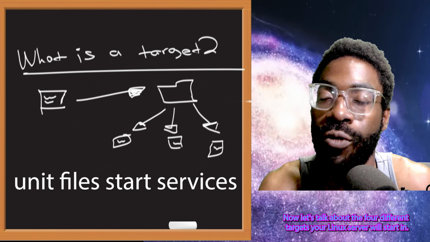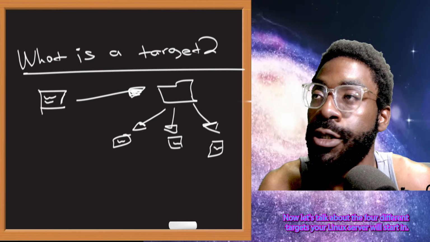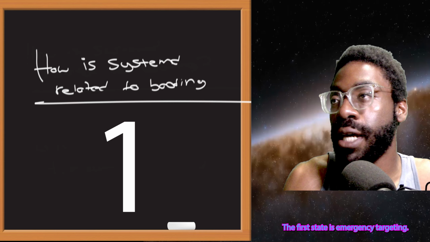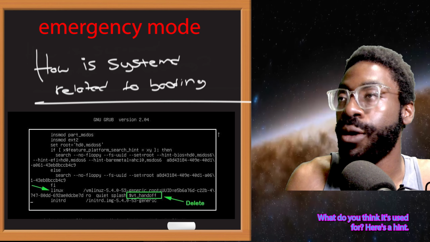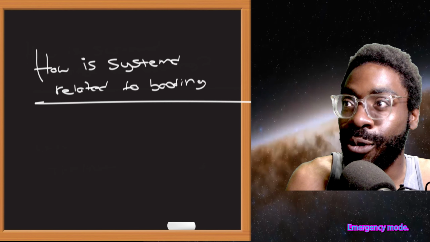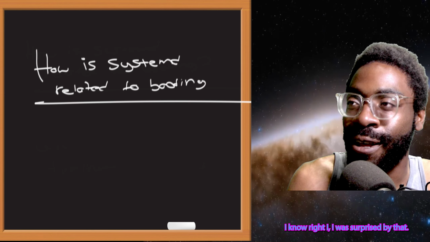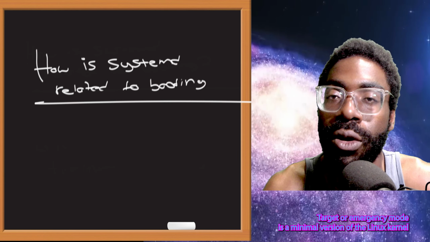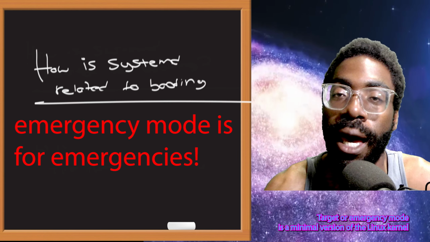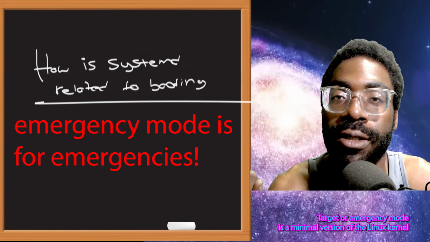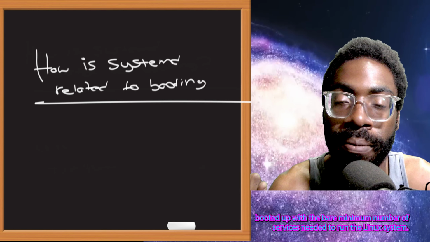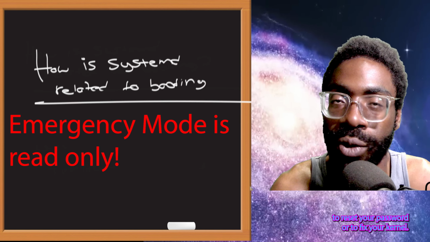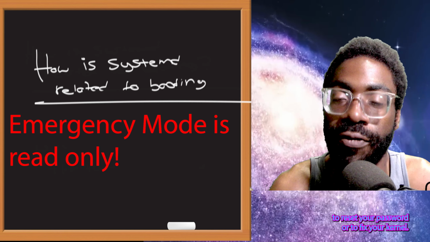Now let's talk about the 4 different targets your Linux server will start in and what different modes do. The first state is emergency.target. What do you think it's used for? Here's a hint: emergency mode. I know, right? I was surprised by that. Just like its name implies, emergency.target or emergency mode is a minimal version of the Linux kernel, booted up with the bare minimum number of services needed to run the Linux system. Normally you're booting into this mode to reset your password or to fix your kernel.